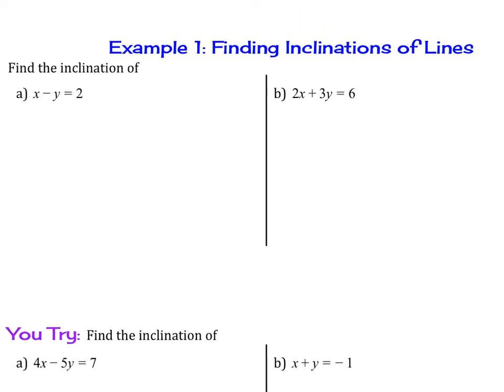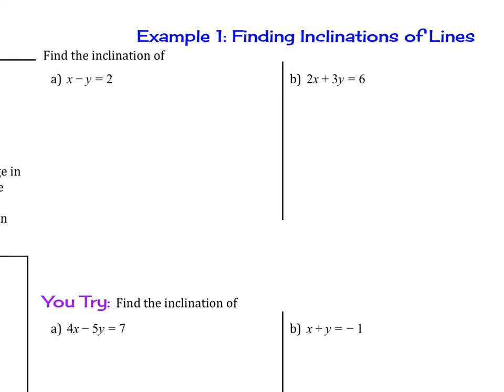For the first example, find the inclinations of lines. Find the inclination of x minus y equals 2. Hopefully you can tell what the slope is here, but you can always solve for it. Let's subtract x from both sides and put it in slope-intercept form. Negative y equals negative x plus 2, divide by negative 1. All we really need is that our slope is a positive 1.